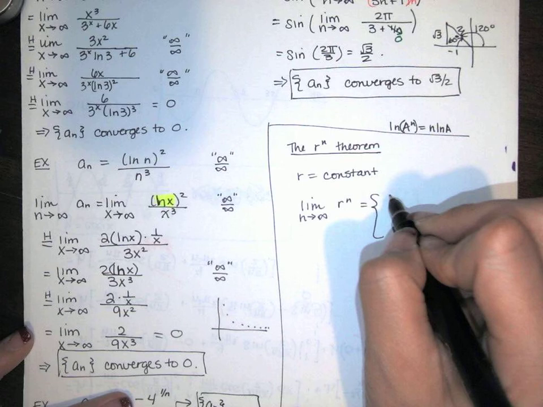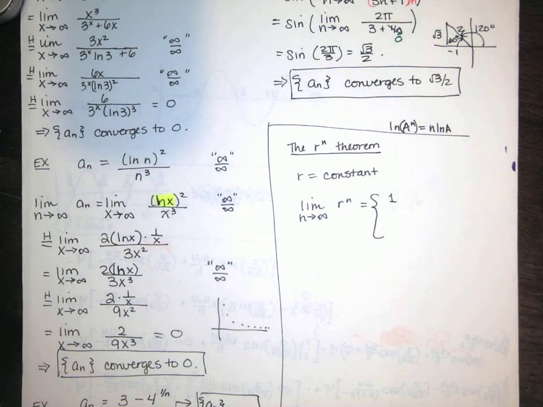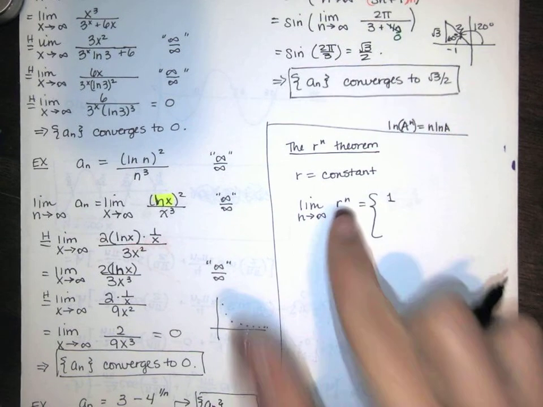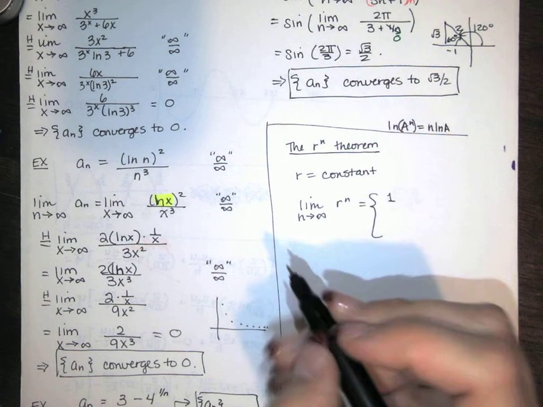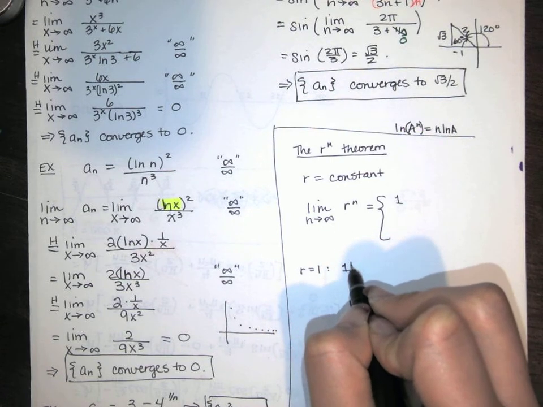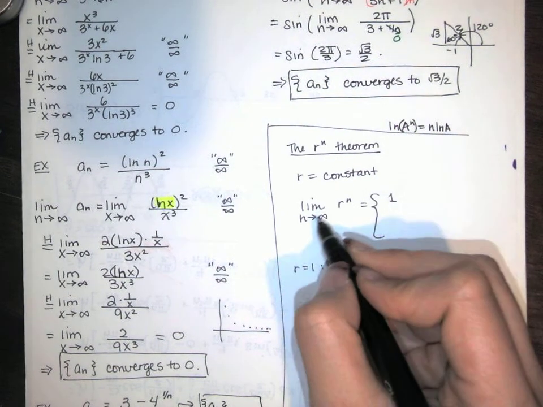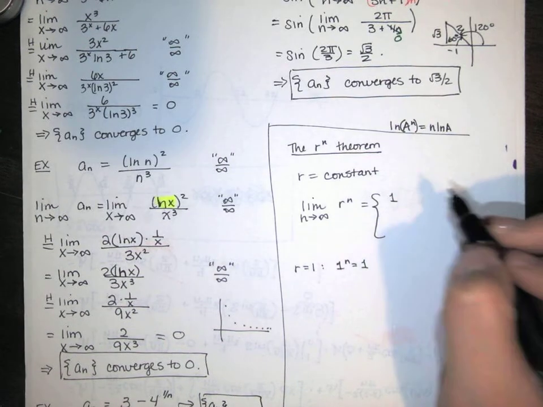If r equals 1, this is 1 to the nth power. 1 to any power is just 1. So in that case, the limit as n goes to infinity is 1.